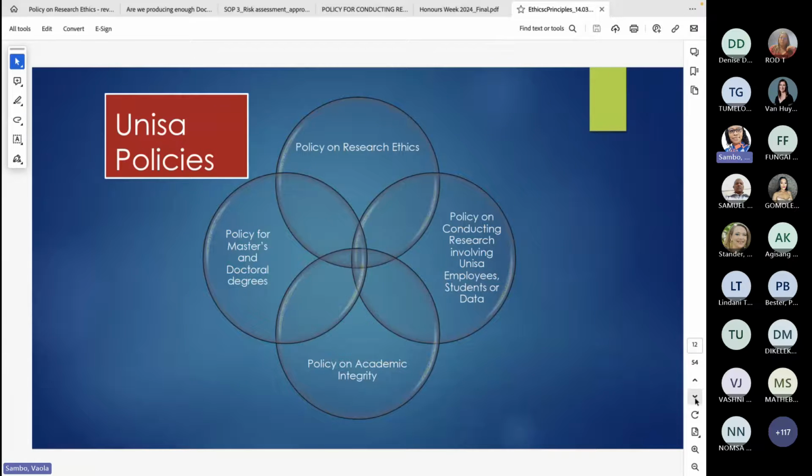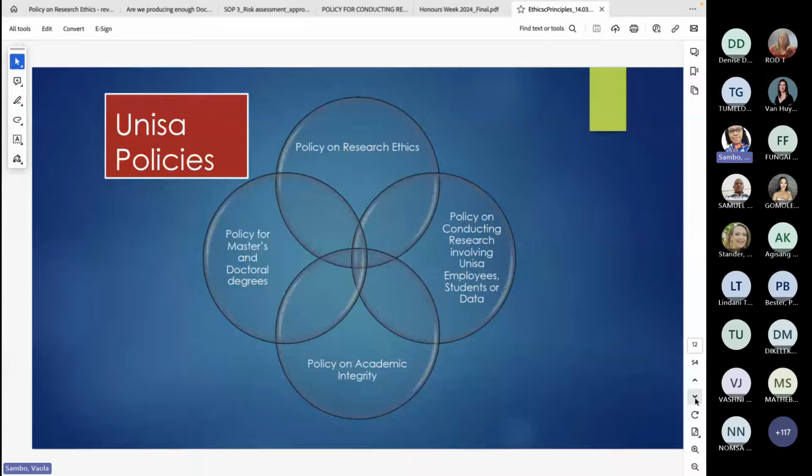The policy on academic integrity is currently being revised. We're relying on it a lot now, especially on the tuition side, in terms of our online exams, where we're seeing a lot of academic transgressions. But of course, academic transgressions also take place from a research perspective, and this is the policy that guides us in terms of how we deal with those. But we shouldn't be using it from a reactive perspective as well.